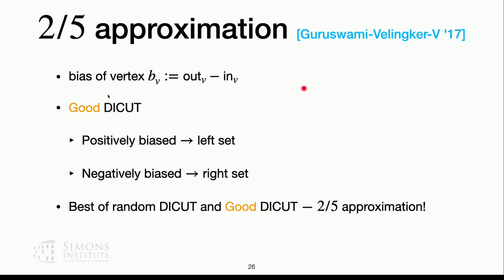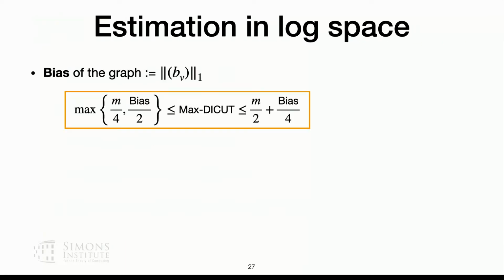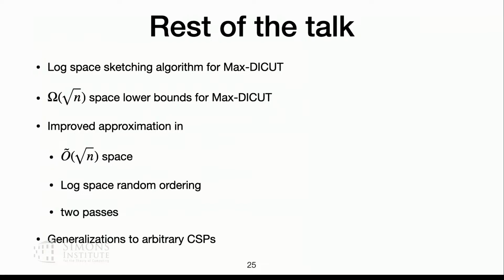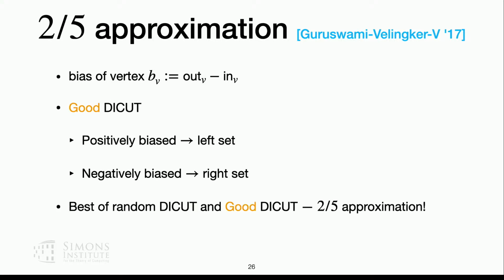But the thing is that if you look at it in the streaming setting, you're not actually going to be able to identify which vertices are positively biased and which vertices are negatively biased, because you're not going to be able to store all the vertices and all the biases.